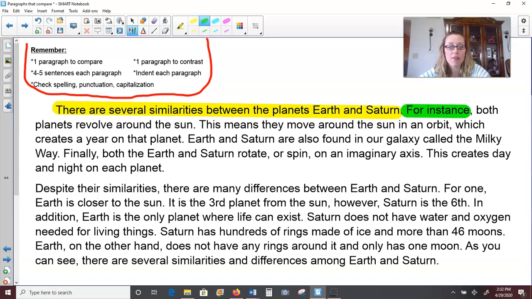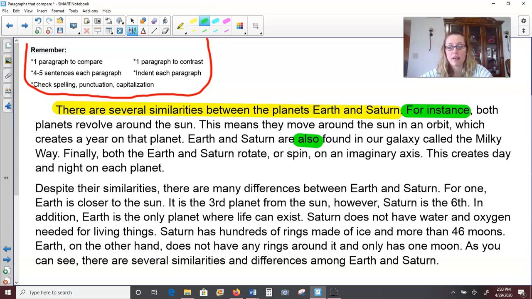Next, I said Earth and Saturn are also found in our galaxy called the Milky Way. Also is one of those transition words that we use whenever we are comparing things, because also means kind of together or both. So I gave my second similarity. They're both in the Milky Way galaxy.